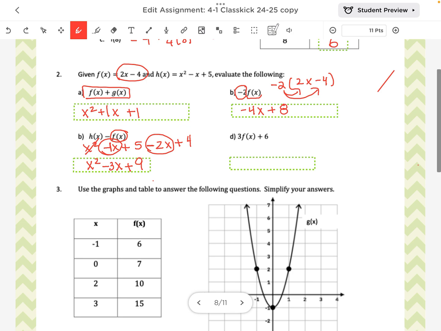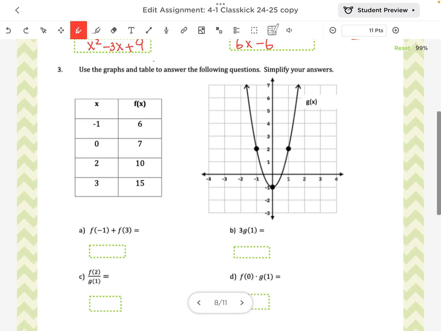And the last one here says we're going to take f of x. So let's plug that in. You're going to multiply by 3, and then we're going to add the 6 at the end. So we're going to distribute that 3. So this is 6x minus 12, but then I still have the plus 6. So these are like terms, and we want to combine those together.